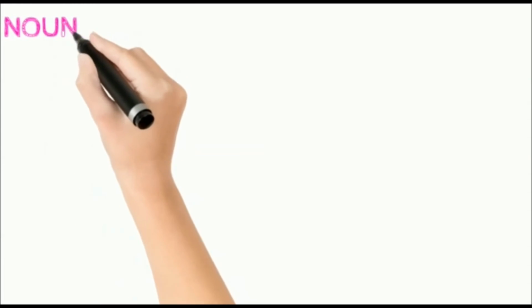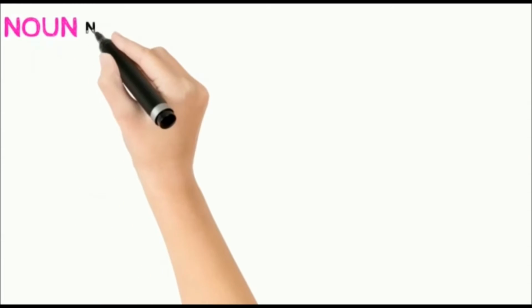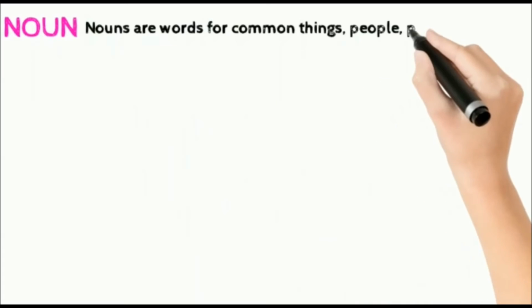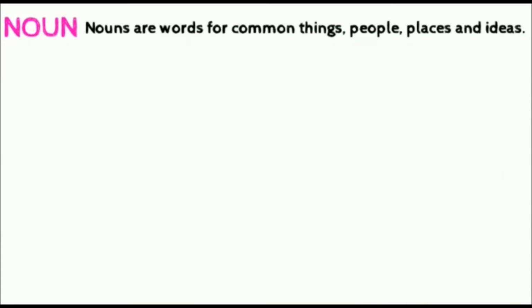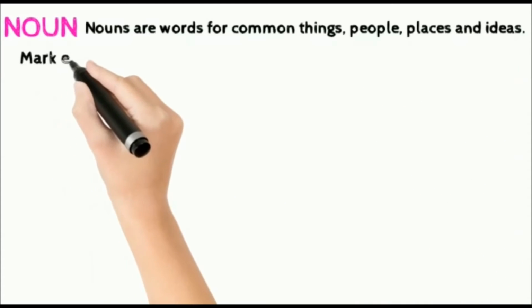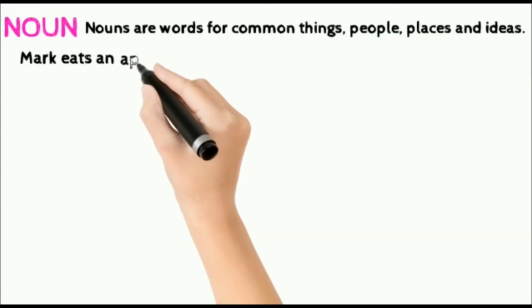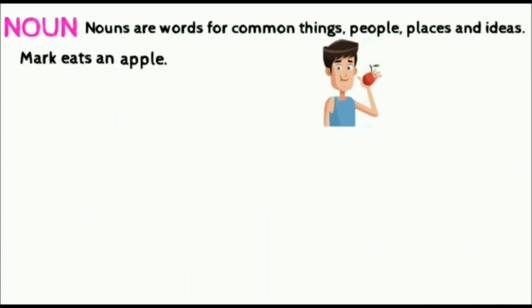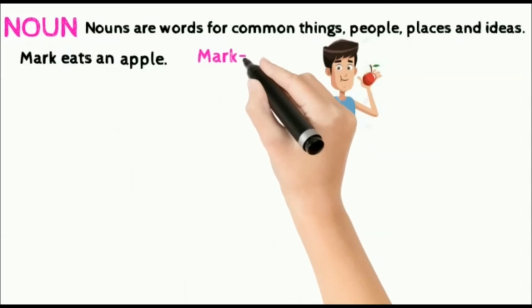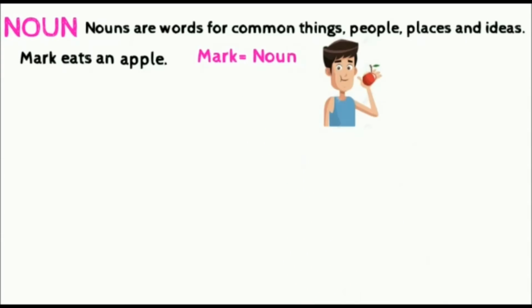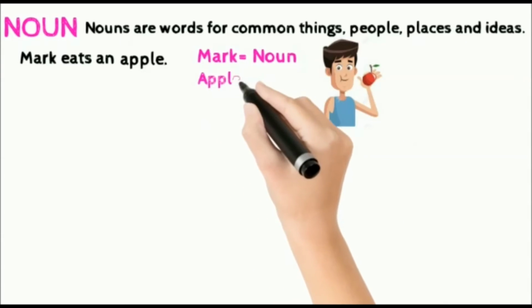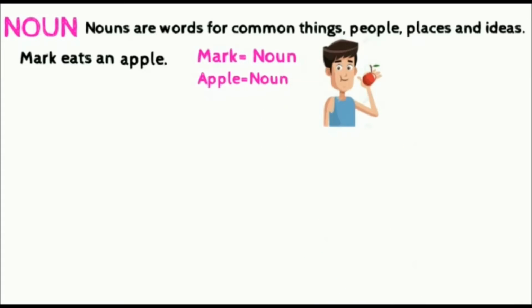What is a noun? Nouns are words for common things, people, places, and ideas. An example is, Mark eats an apple. In this sentence, we have got two nouns. The first is Mark. It's the name of a person. And the second noun is apple. It's the name of a fruit.